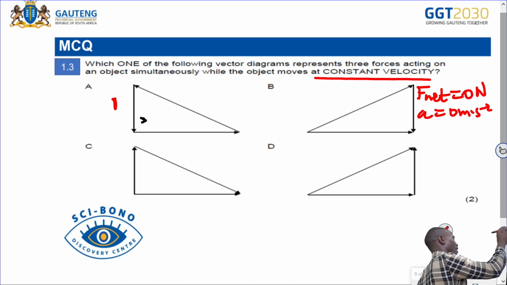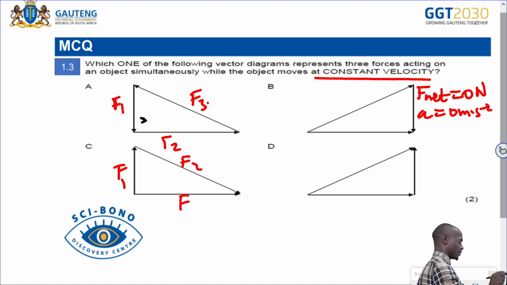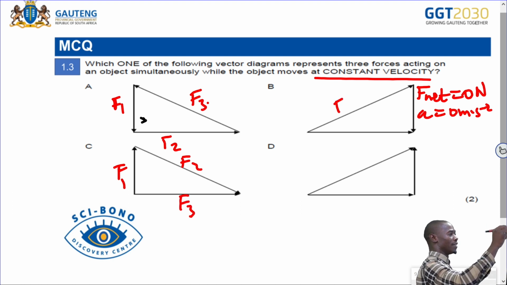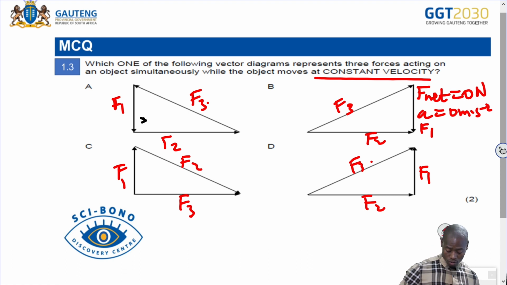If you check the first one, let's say this is your F1, this is your F2, and then this is your F3. Let's do the same here: F1, F2, F3. So what are we expecting here? If an object is moving at a constant velocity, net force is equal to 0 newtons and acceleration is equal to 0. So this is the application of which law?